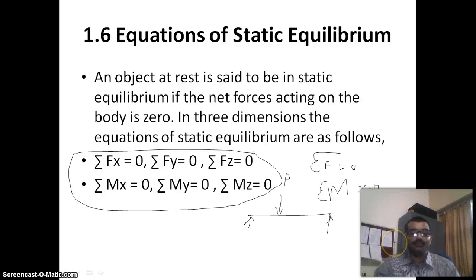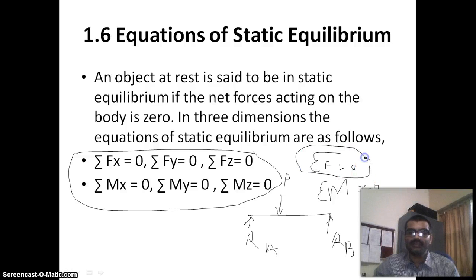So here we take the algebraic summation of force. Suppose this reaction is RA and this one is RB. So the algebraic summation of force, that is RA plus RB minus P, is equal to 0. If it satisfies this condition, then and only then it becomes a static body. So the algebraic summation of force is 0 and the algebraic sum of moment is 0. If your body satisfies this condition, then we can say that your body is in static equilibrium.